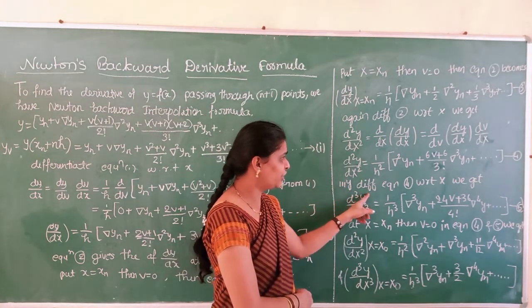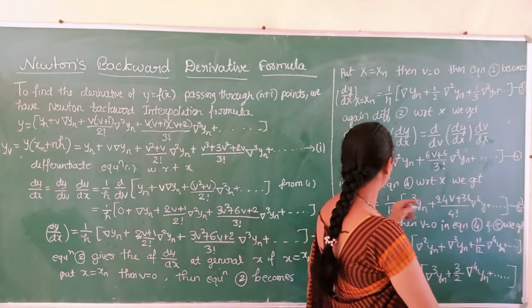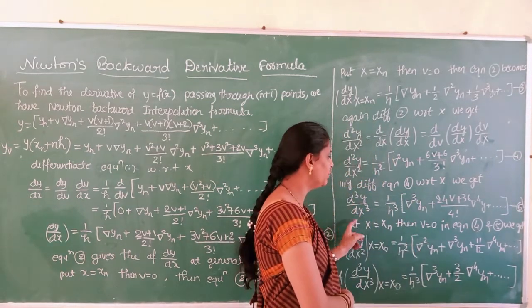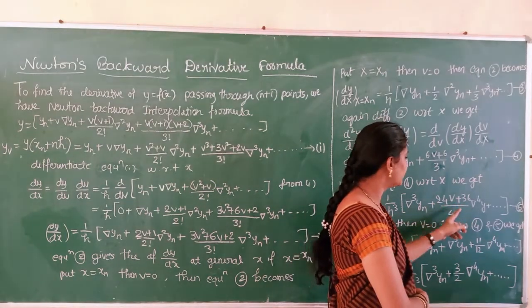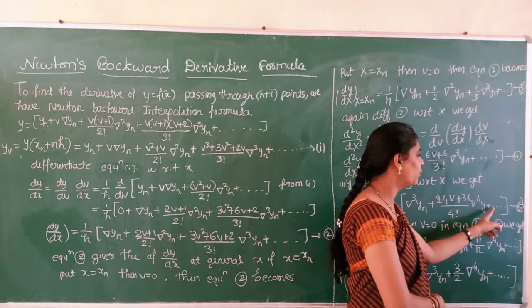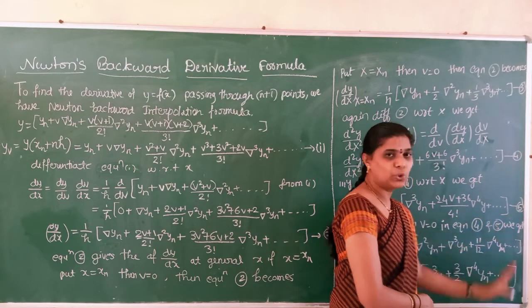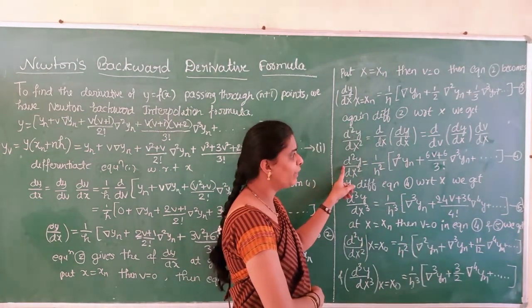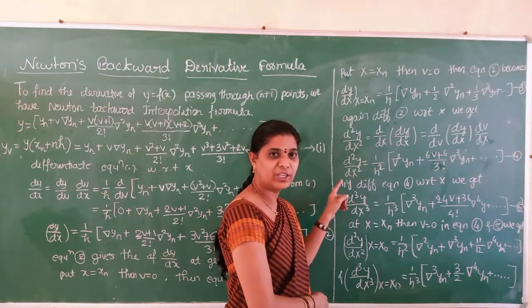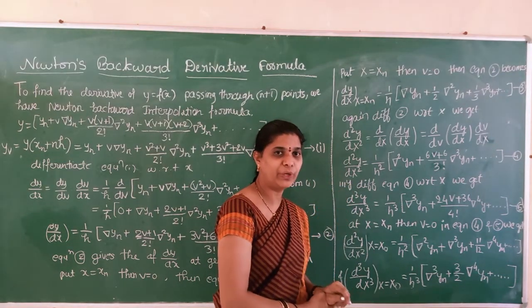Similarly, we can differentiate equation number 4 with respect to x, and we will get the third order derivative, that is 1 by h cube into del cube y plus 24v plus 36 upon 4 factorial into del raised to 4 yn plus so on. This is the general equation, equation 5, which gives the general equation at the point x equal to any value.